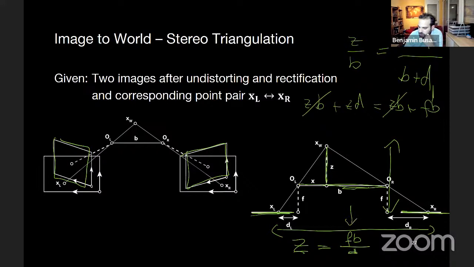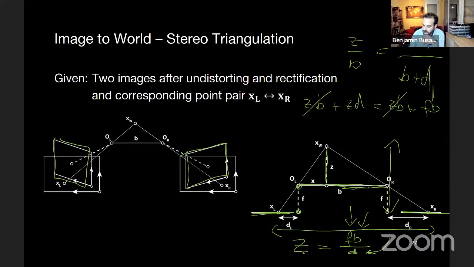F is the focal length of our camera, so the distance between pinhole and our sensor plane. B is the baseline, so basically the distance between one pinhole and the other. Both of them are fixed parameters once we have a sensor set up rigidly mounted with each other. And the only parameter that actually changes is D. And D is called the disparity. So it's the difference in Y or X coordinate between one image and the other.